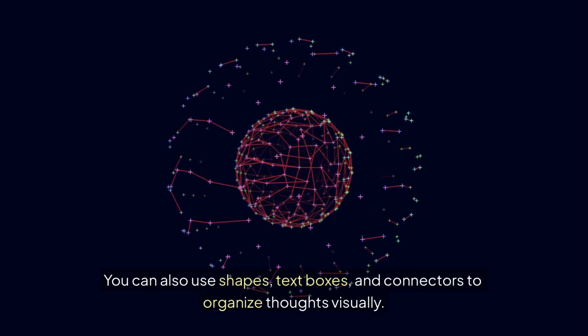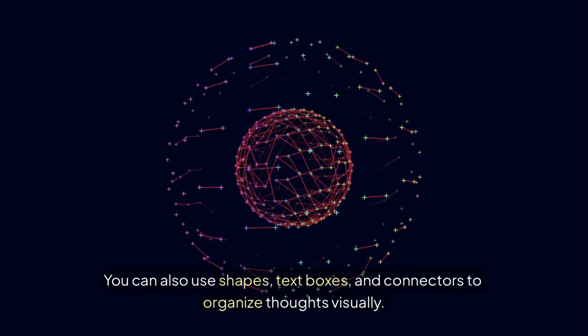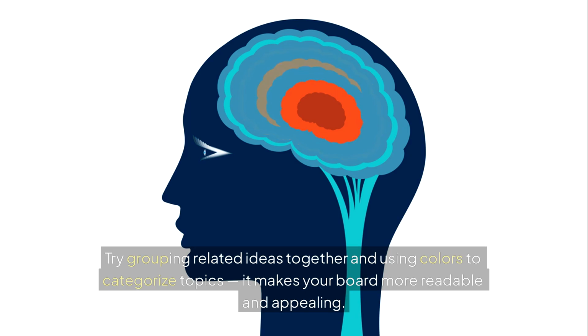You can also use shapes, text boxes, and connectors to organize thoughts visually. Try grouping related ideas together and using colors to categorize topics. It makes your board more readable and appealing.